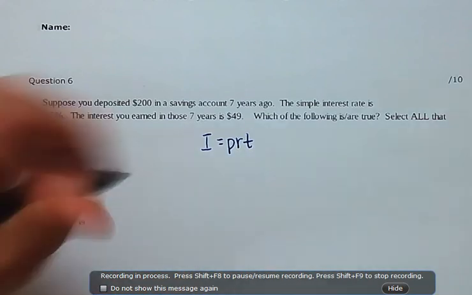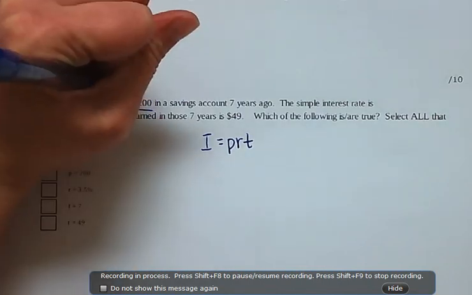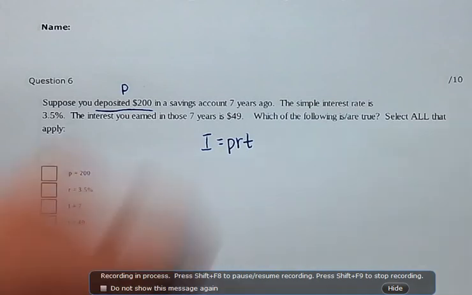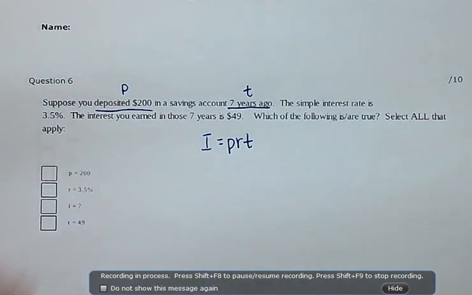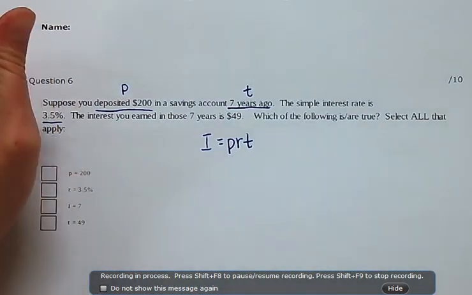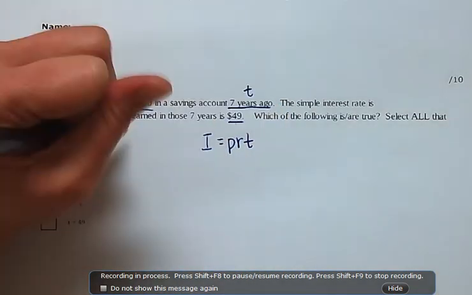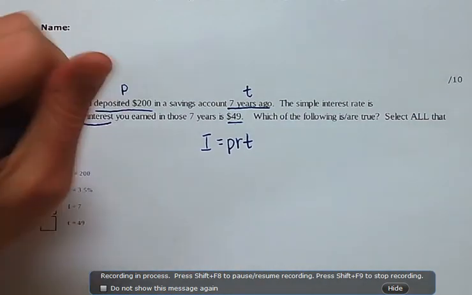So it says that I deposited $200. So that tells me that the principal, what I put into the bank, is $200. And it says that I put this in 7 years ago. That's our amount of time, T. And then it says the simple interest rate is 3.5%. Since it says simple interest rate, we know that that's going to be R. And then they say the interest that you earned in those 7 years is $49. So it says the interest is $49. And they ask us which are true. Now the interest, we know that's going to be I.